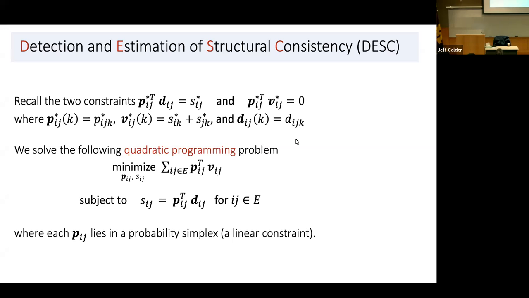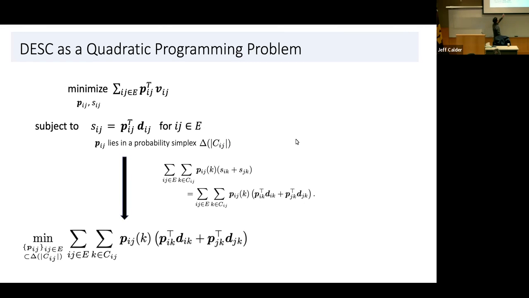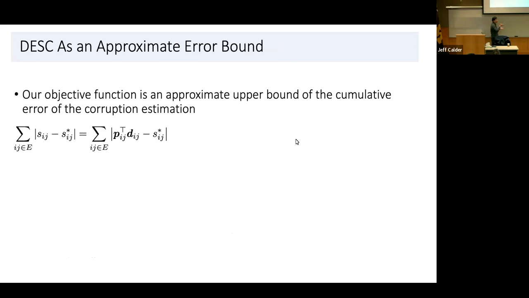Any question about this quadratic programming objective function? It's indeed a quadratic programming problem, because if you just plug in this Sij in the constraint to the objective function, you can just simply minimize over Pij, right? And you will see you have some cross term here, which gives you a quadratic problem. An interpretation of this objective function is that it minimizes an approximate upper bound of the accumulative error of corruption levels.